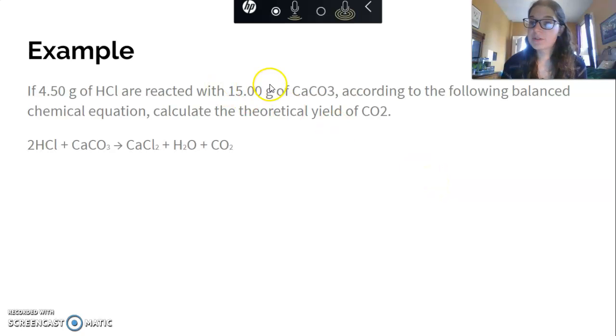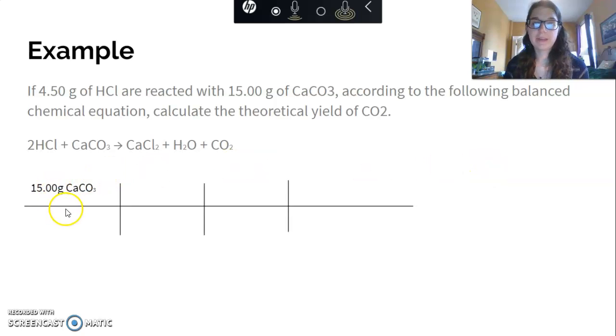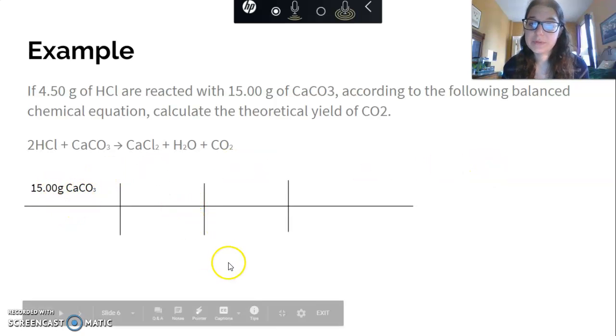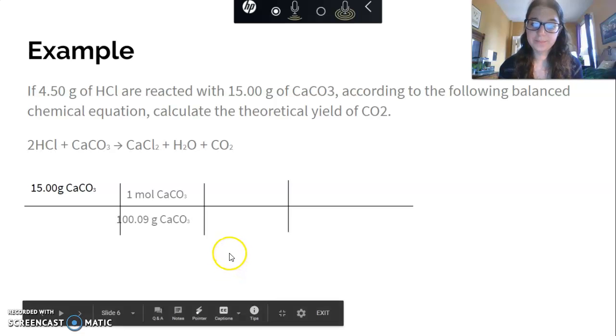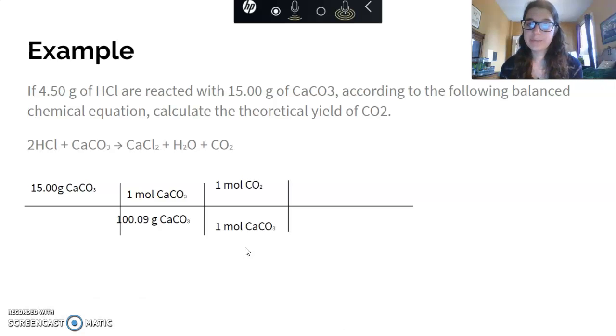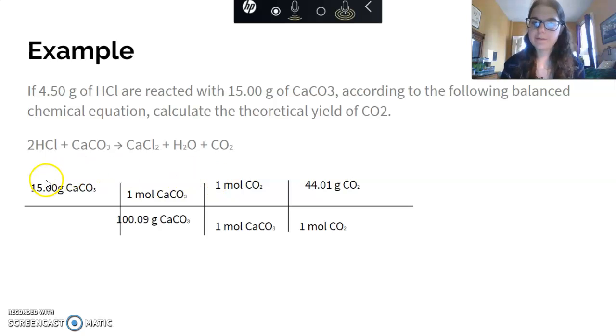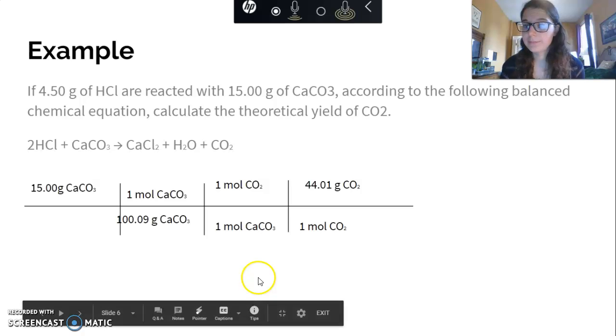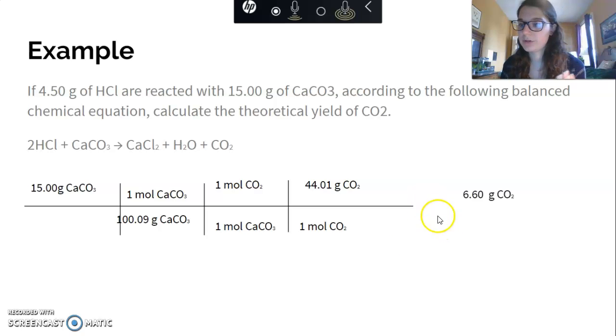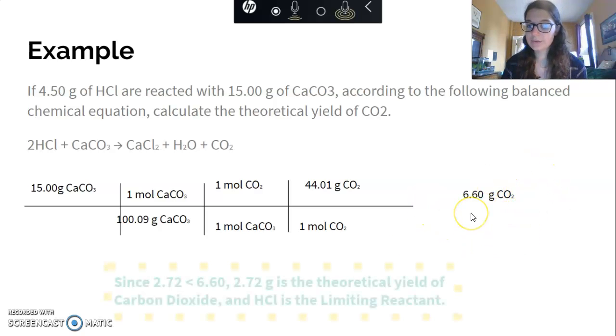Next, I'm going to figure out how much CO2 I would make with 15 grams of calcium carbonate. So I start with my 15 grams. Again, I have to go grams to moles using the molar mass of calcium carbonate. Then I have to use molar ratios. Here it's a 1-to-1 ratio. And then again, I'm going to go from moles to grams by multiplying by the molar mass of CO2. So here I have 15 times 1 divided by about 100.09, times 1 divided by 1, times 44.01 divided by 1. And that tells me that I would produce 6.6 grams of CO2.